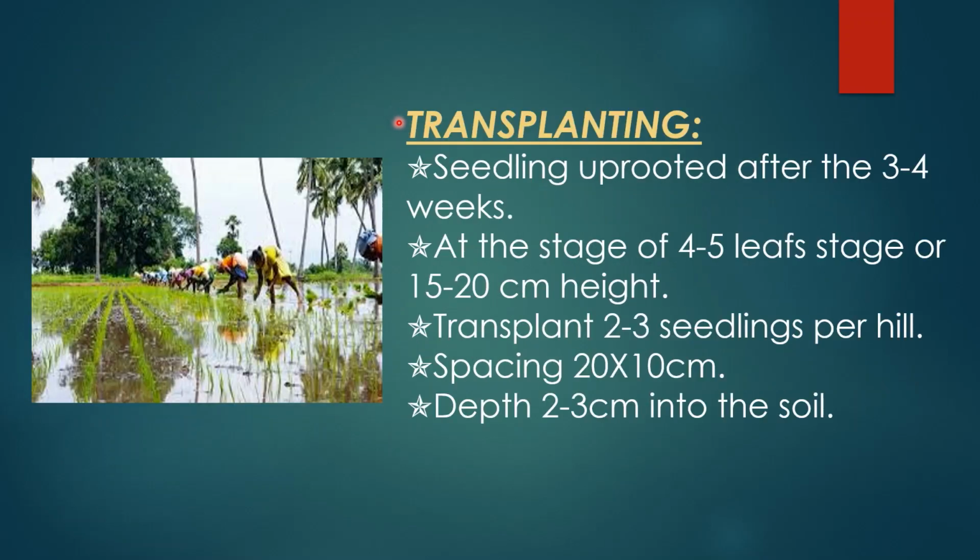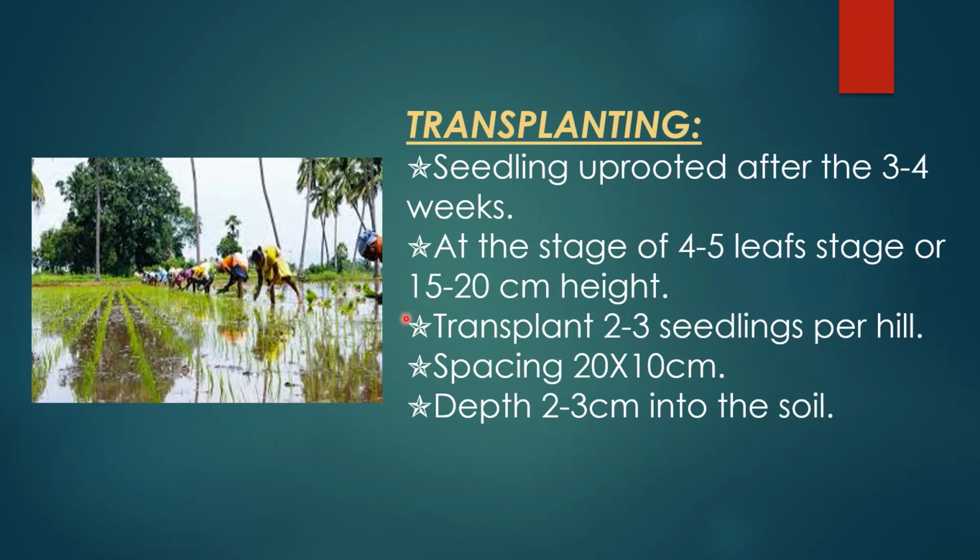After the preparation of field, we have to go for transplanting. Transplanting shall be done when seedlings are ready. First, we have to uproot the seedlings after 3 to 4 weeks from the nursery, at the 4 to 5 leaf stage, or 15 to 20 centimeters height.